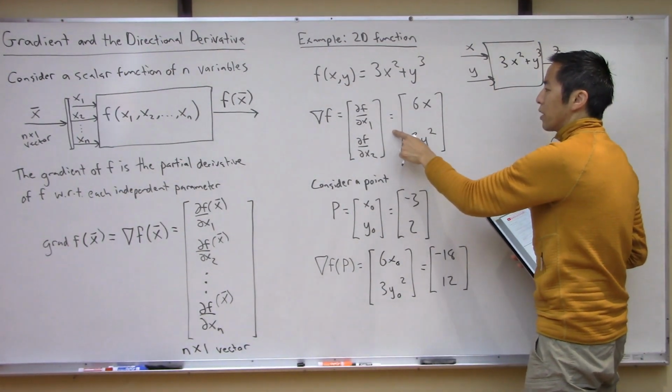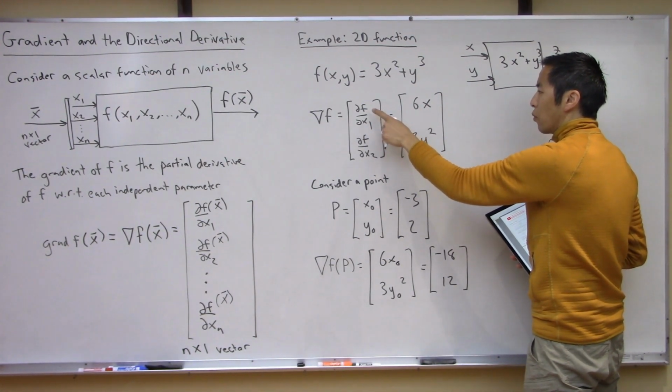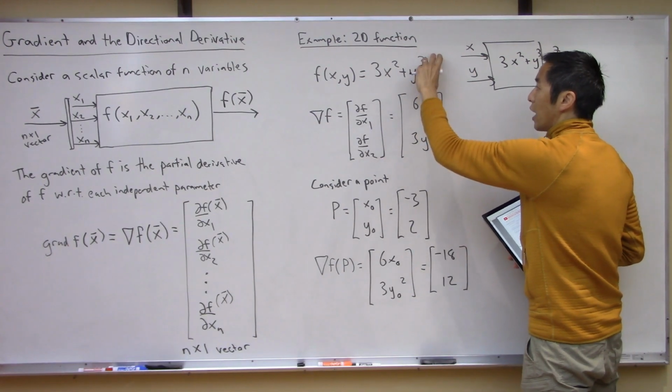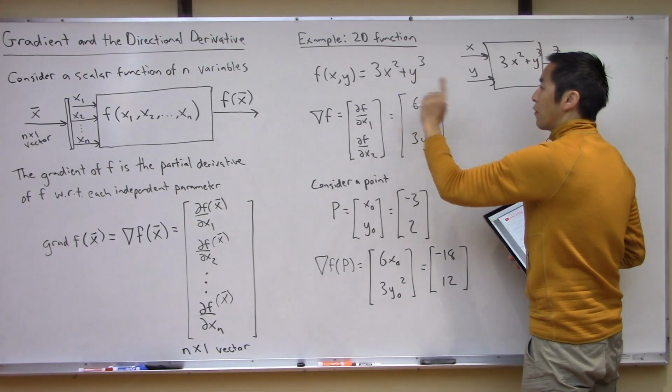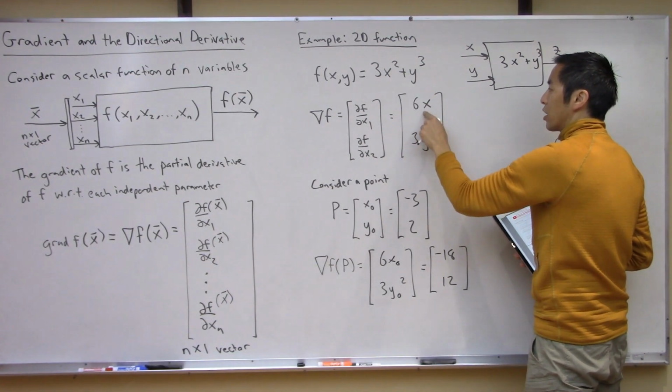What I can think about doing now is calculating the gradient of this function f, and all I'm going to do is take the partial of f with respect to x1. So take the derivative of this with respect to the first independent variable, which is just x. You can see here you get 6x.